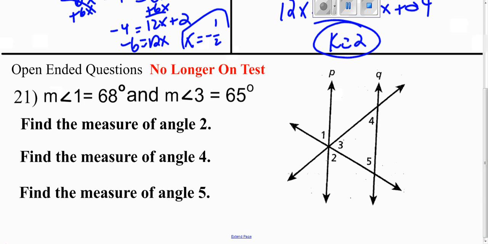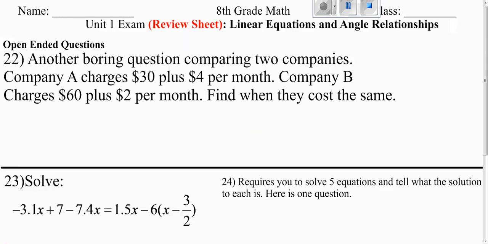Let's see. This is no longer on the test. You're welcome, everyone who asked about questions like this. So we're just going to skip this.